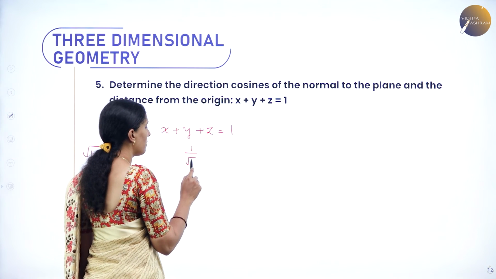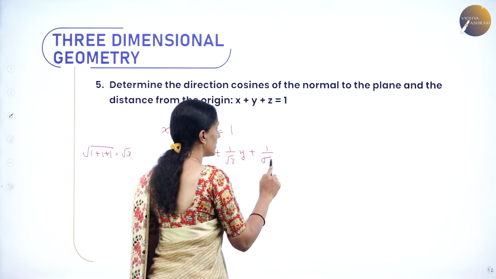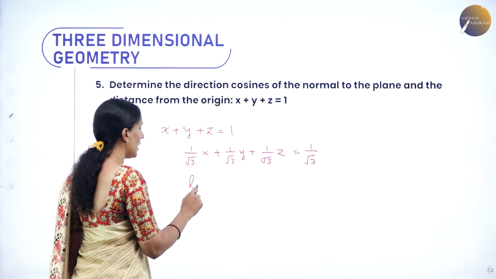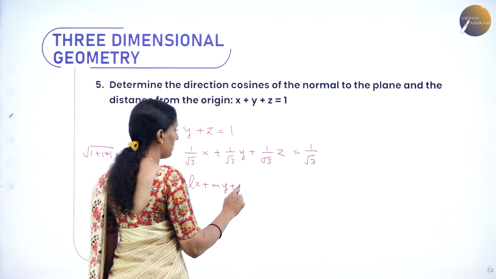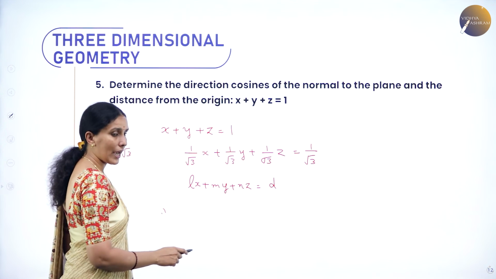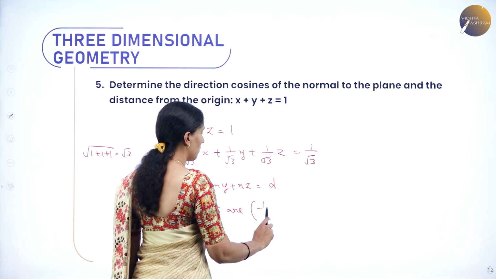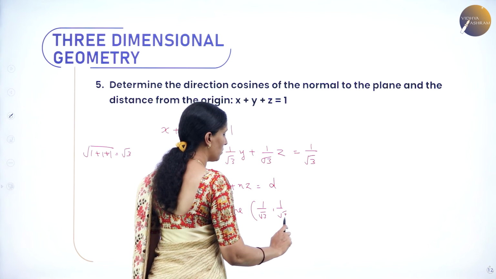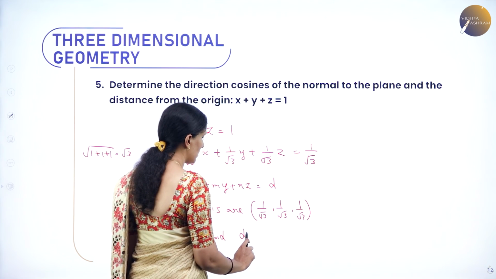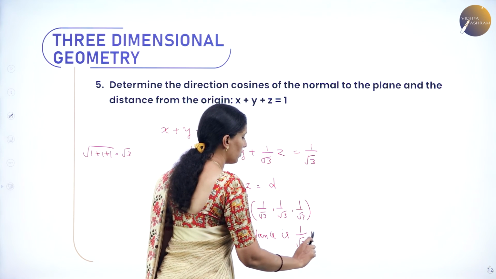Then it becomes 1 by root 3 x plus 1 by root 3 y plus 1 by root 3 z is equal to 1 by root 3. Now this is in the form of lx plus my plus nz is equal to d. So therefore l, m, n, the direction cosines, are 1 by root 3, 1 by root 3, 1 by root 3, and the distance is 1 by root 3 units.